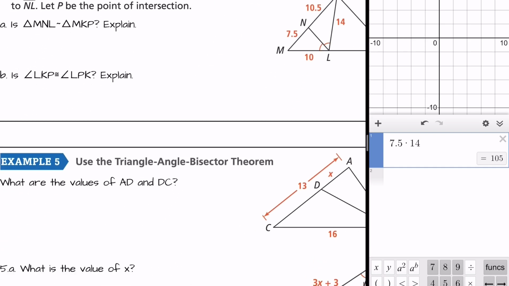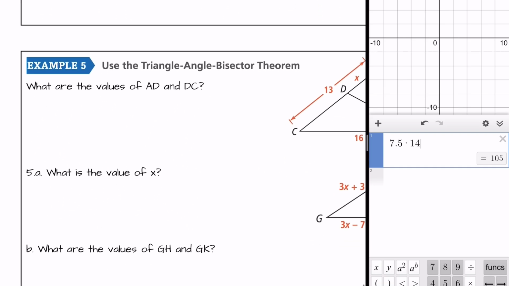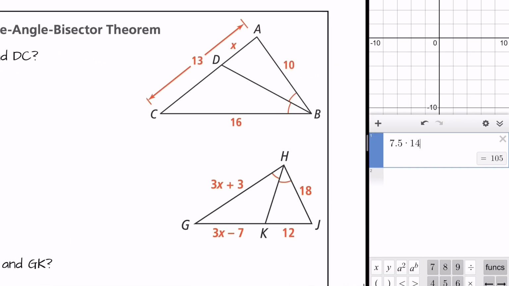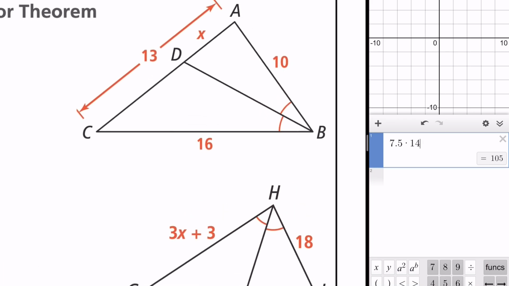We're going to skip this problem and go on to our last example, example 5. So what are the values of AD? Here we have an unknown value x and 10. We have 16 and we do not know this side, but we can use the variables at hand to solve for that. So I'm going to leave it in variable form. We'll do 13 minus x. If x were 3, then this would be 10, because 13 minus 3 is 10, since this whole side is 13.